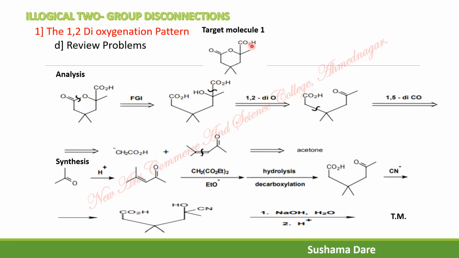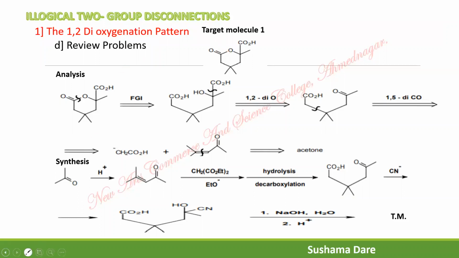Now, in this target molecule, you ask the question: which functional groups are there? The carbonyl group is there, the carbon-oxygen bond, that is a lactone ring, then the OH group is there. So these are the different functional groups you can see in this molecule. Whenever a carbon-heteroatom linkage is there, we always first concentrate on this carbon-oxygen linkage. And as you know, it is a lactone ring. So we are going to disconnect the carbon-oxygen bond in this case.